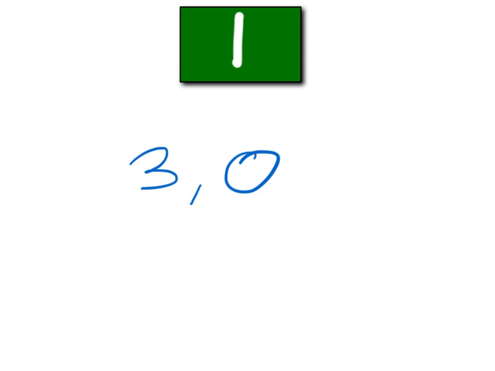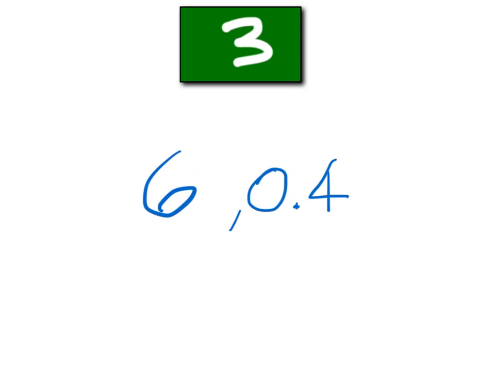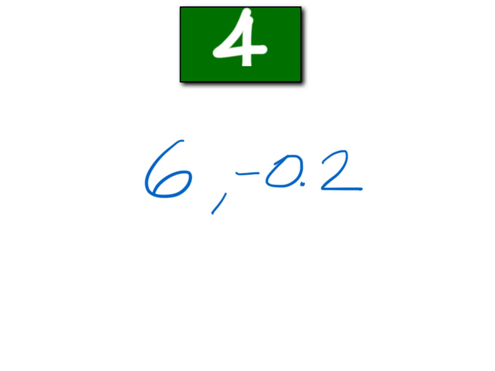Alright, homework check. When you guys get up here, you're going to have to tell me your last name so I can mark off that you had it. Okay, answer for number 1 is 30. Number 2, -2, -0.1. And number 3 is 6.4. Alright, number 4 is 6, -0.2.